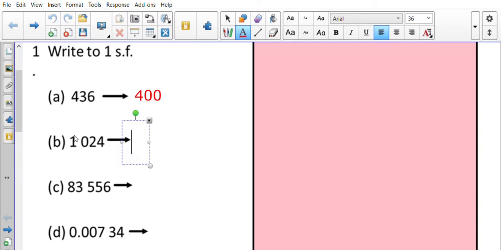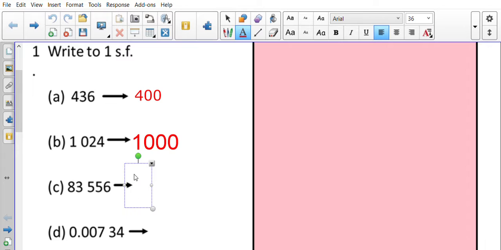Looking at the next one, again, your first significant figure is a 1. Looking at the second one, it is a 0. So again, because that's smaller than 5, that means your 1 can stay just the way it is. You started originally with 1024. Again, you need to keep that accuracy there in some form, so you replace all your other numbers with zeros. So that number 1024 rounded to one significant figure is 1000.